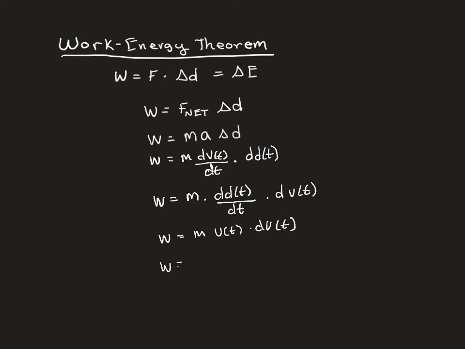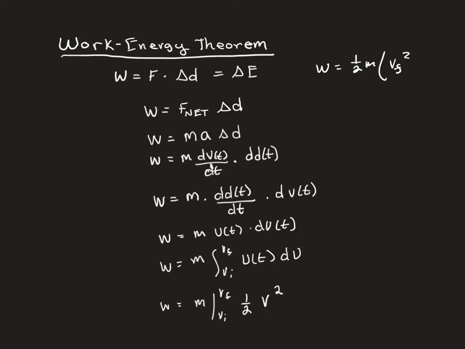And now we have just an incremental change, which means I can integrate. I'm going to pull the mass out front because the mass is a constant, and I'm going to integrate from v initial to v final. And that's going to lead me to end up with, from v initial to v final, we need to evaluate 1/2 v squared. So when I evaluate, I end up with 1/2 mass times v final squared minus v initial squared. And I can rewrite this with the 1/2 and the mass distributed.